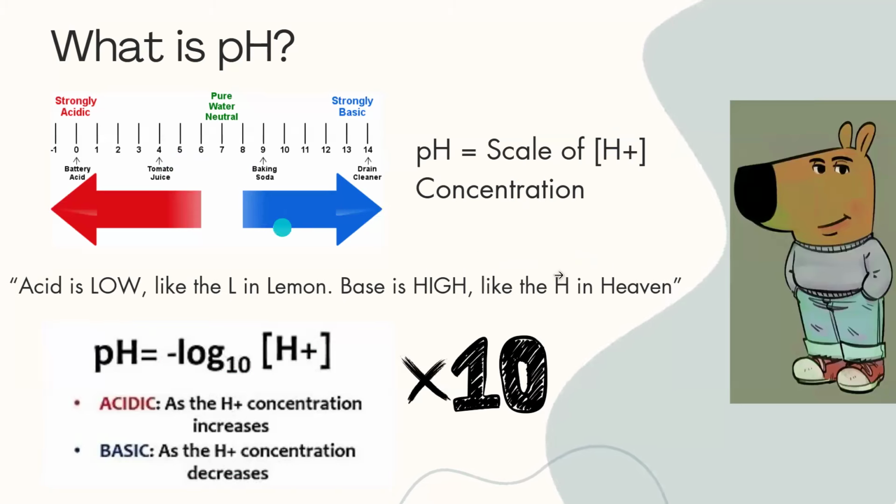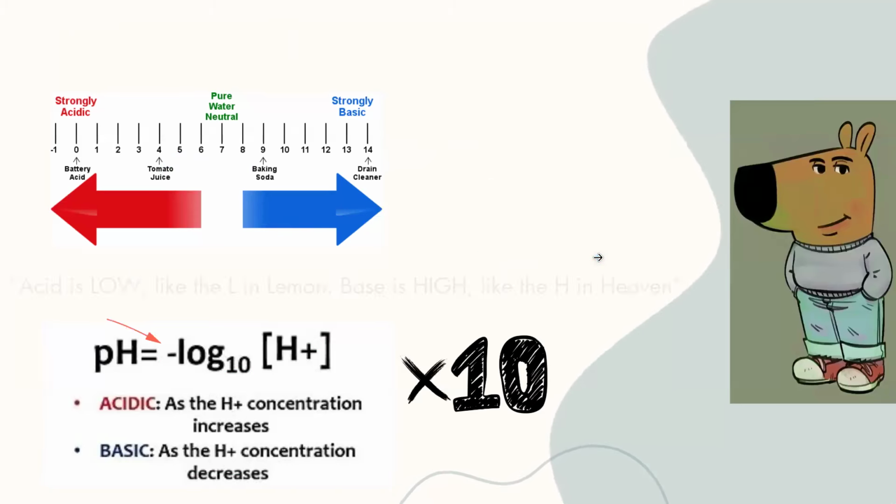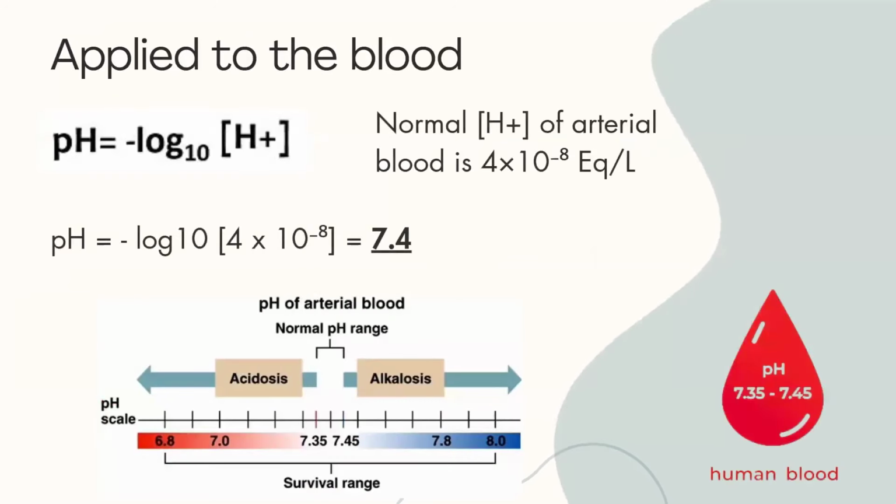But otherwise, hopefully that will make sense now, and we can now apply this to the blood, where we have this amazing formula which we understand now, okay? And let's say we're told that the normal concentration of hydrogen ion in the arterial blood is this number.